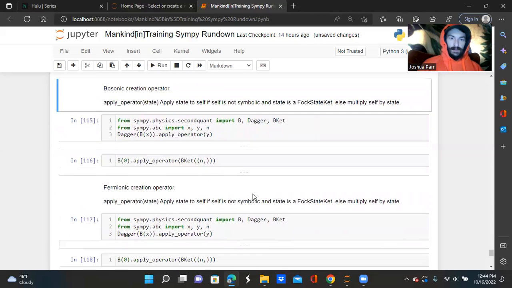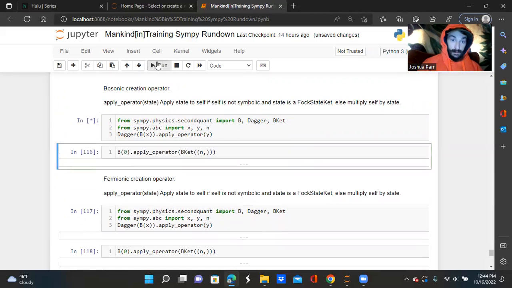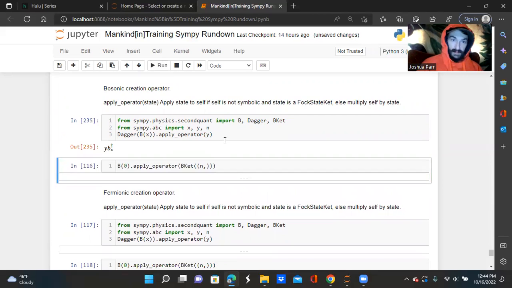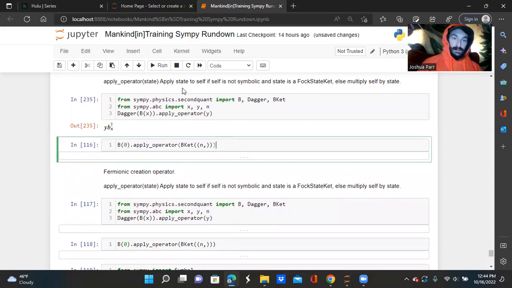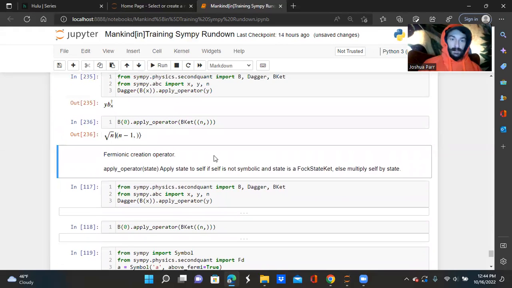So the bosonic creation operator, importing B dagger and B cat, and I'm using the dagger operation on B of X and applying operator Y. Get Y, B sub X, and if I just want the 0 element there, we get square root of n minus 1.